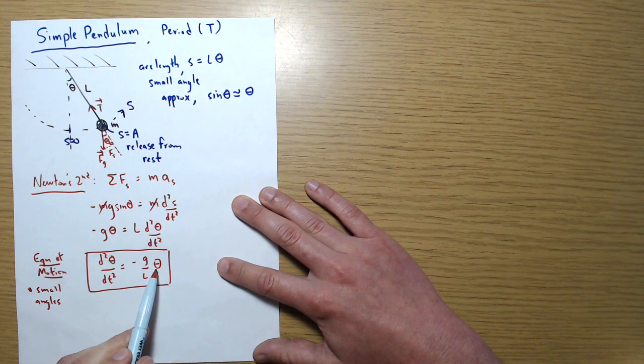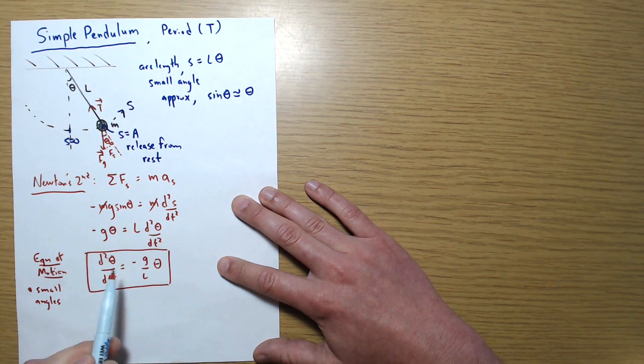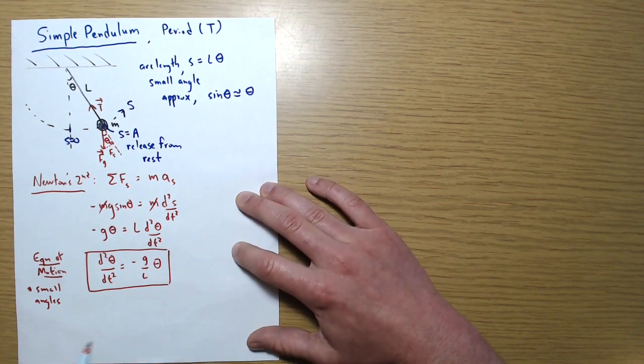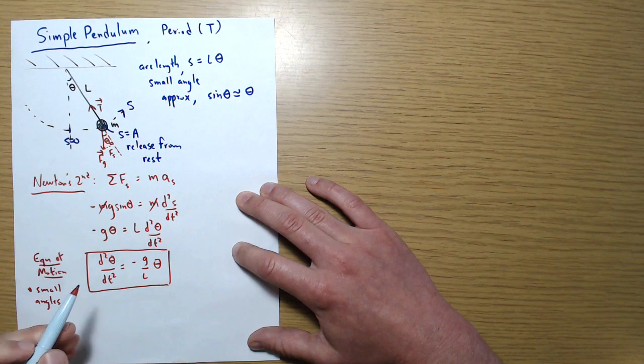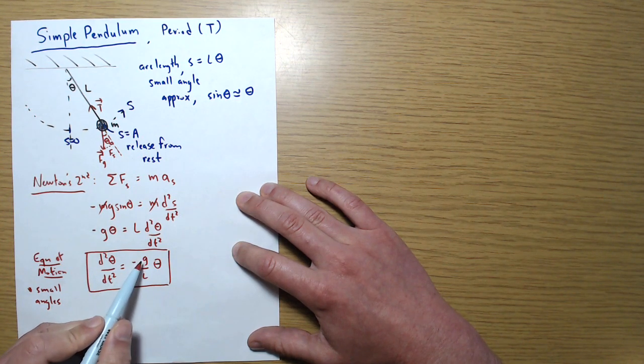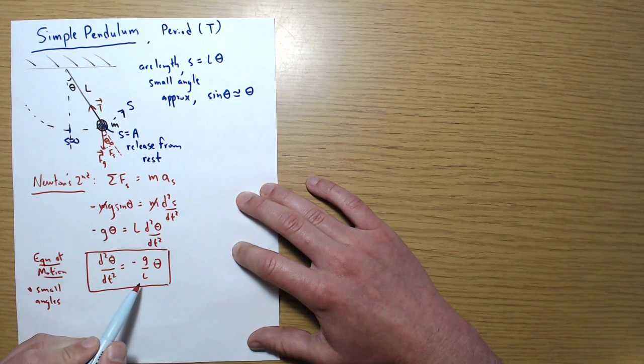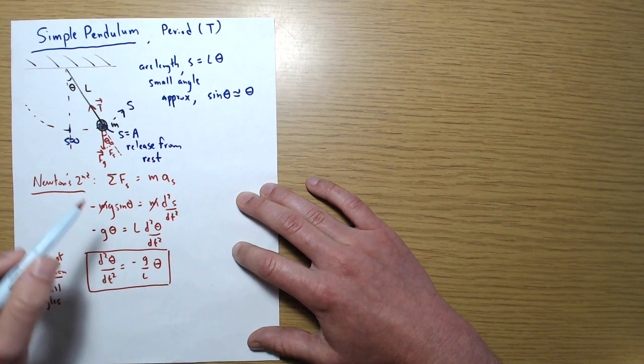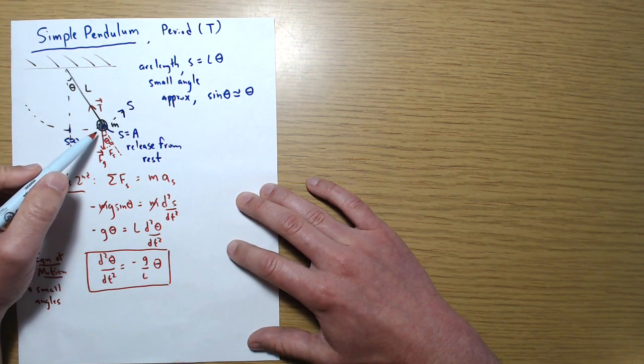Now, this equation actually describes a simple harmonic oscillator. We would say that the period is dependent only on g and L. It doesn't in any way depend on the amplitude from which the pendulum is released.